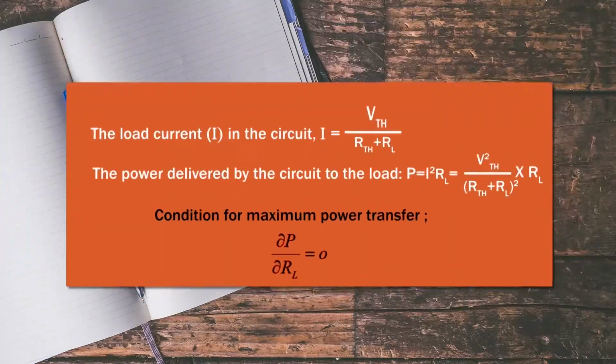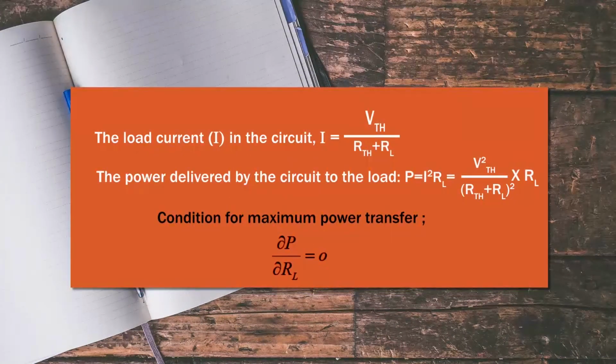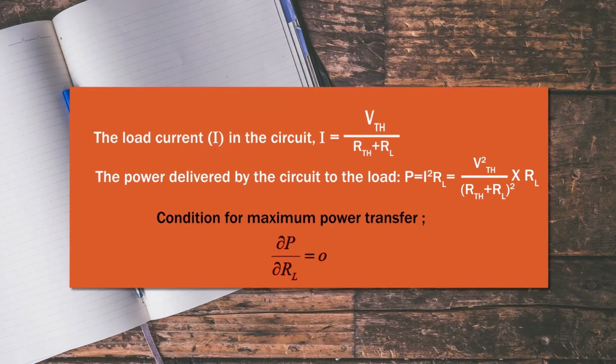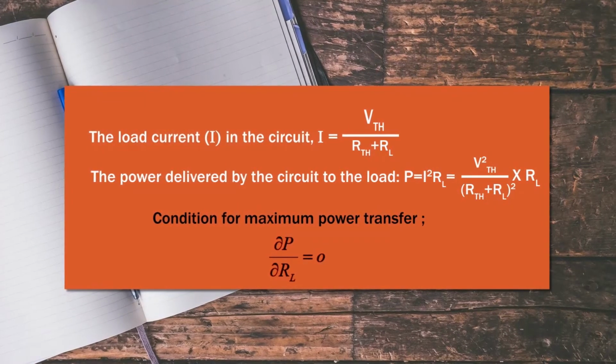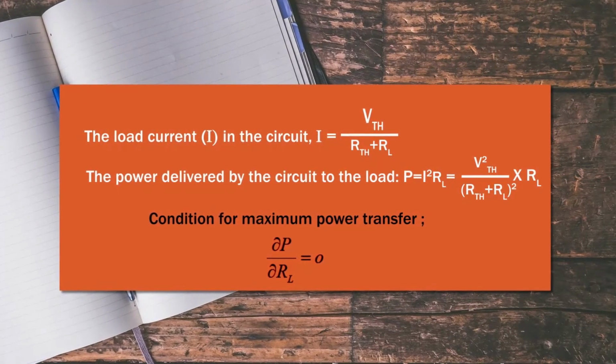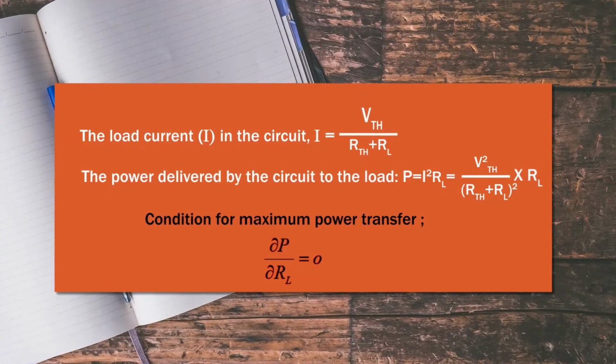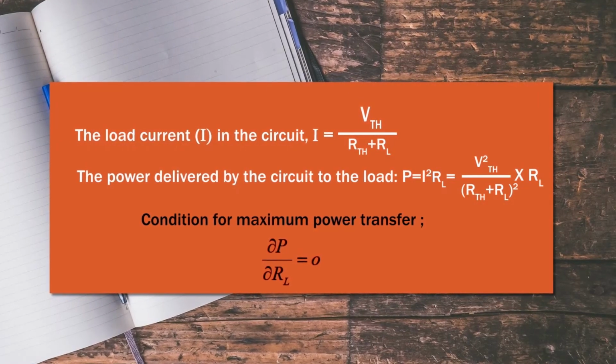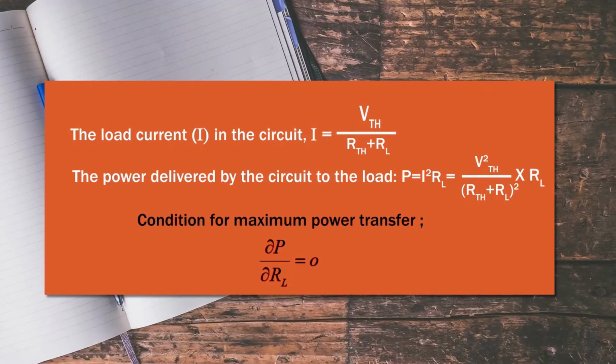Now from the diagram, you can calculate the current I, because two resistors are connected in series with the Thevenin voltage. So what will be the value of this current I? I can be written as VTH upon RTH plus RL. So what will be the power? As you know, power can be written as P equal to I square R. So the power delivered by the circuit to the load can be calculated as P equal to I square R.